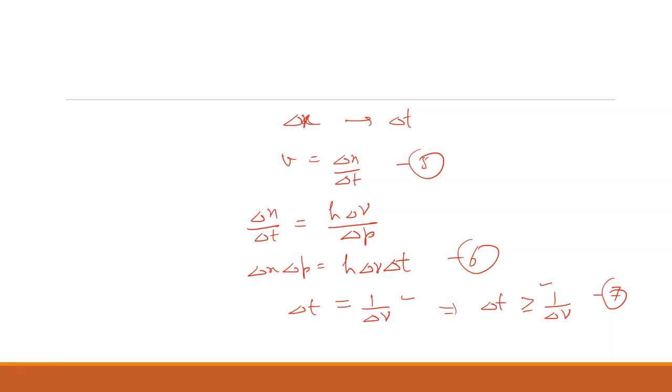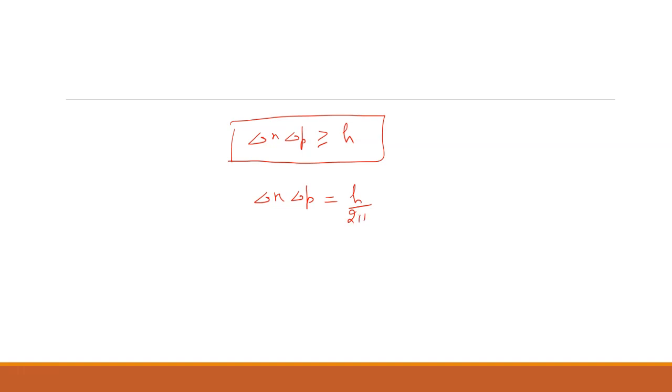Hence equation number 6 will become, if delta t is greater than or equal to 1 by delta nu, delta x delta p greater than or equal to h. Okay, this is Heisenberg's uncertainty principle, but there is a more sophisticated derivation which shows that delta x delta p is greater than or equal to h by 2 pi, or h cross, where h cross equals h by 2 pi.